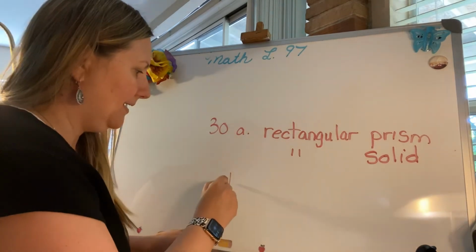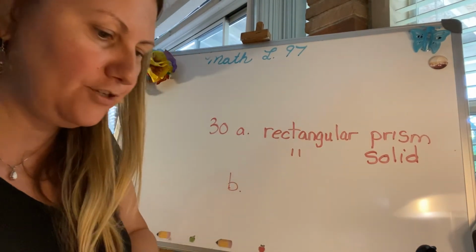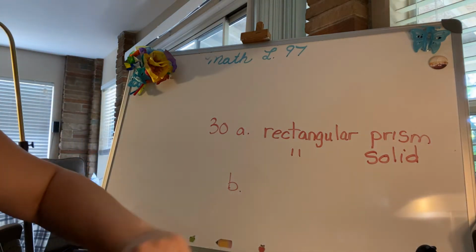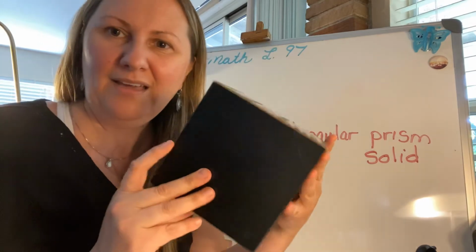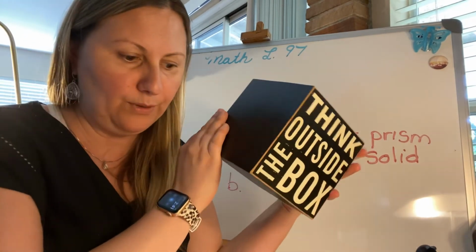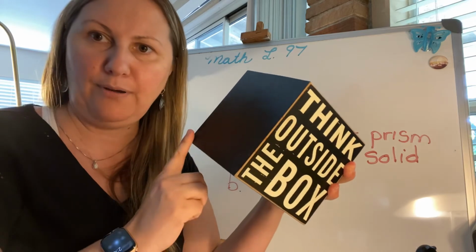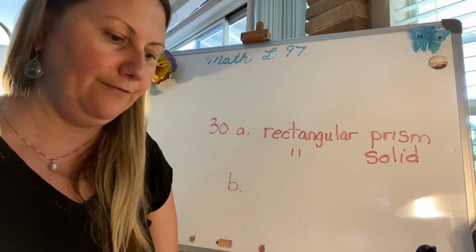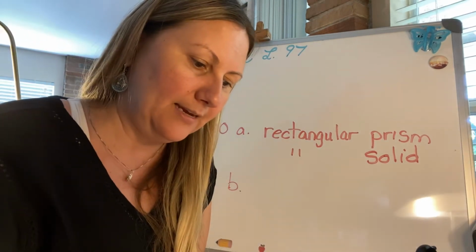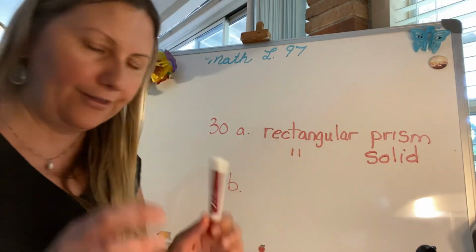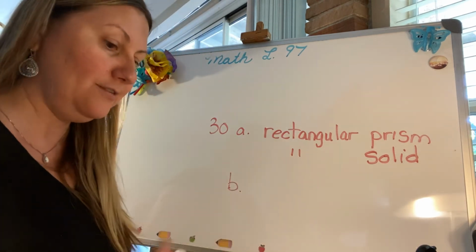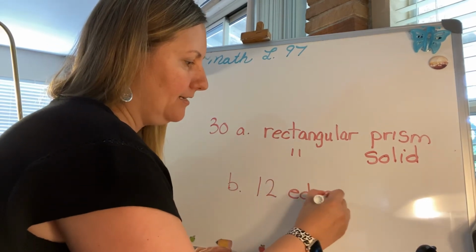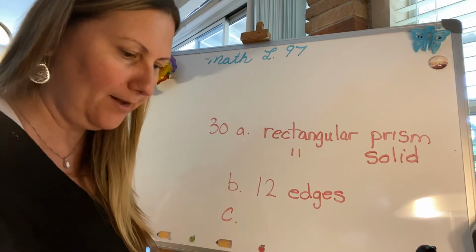Okay, and letter B says, how many edges does this box have? Now if I was looking at a cube, again, what we would be counting is all the line parts. So how many edges does that box have? Count what you see, and all together count what you see and what you imagine on the back side. You should find 12 edges on a cereal box. If you're not sure, go get a cereal box.